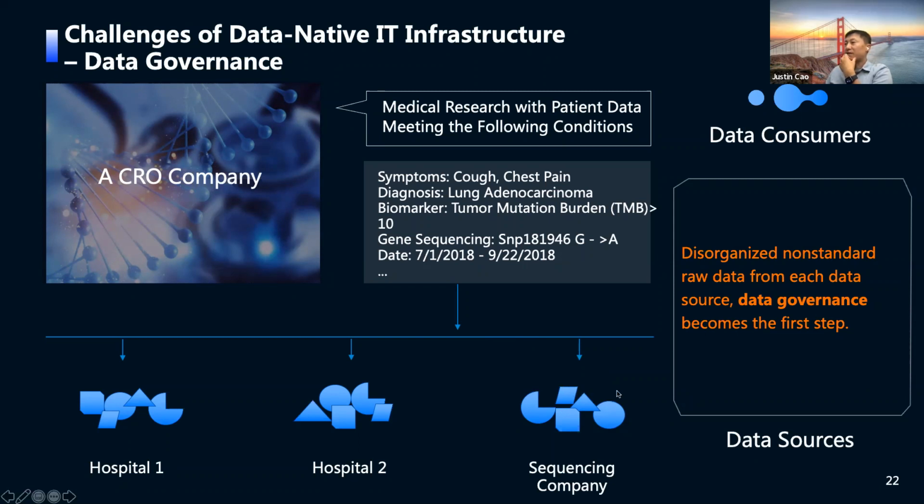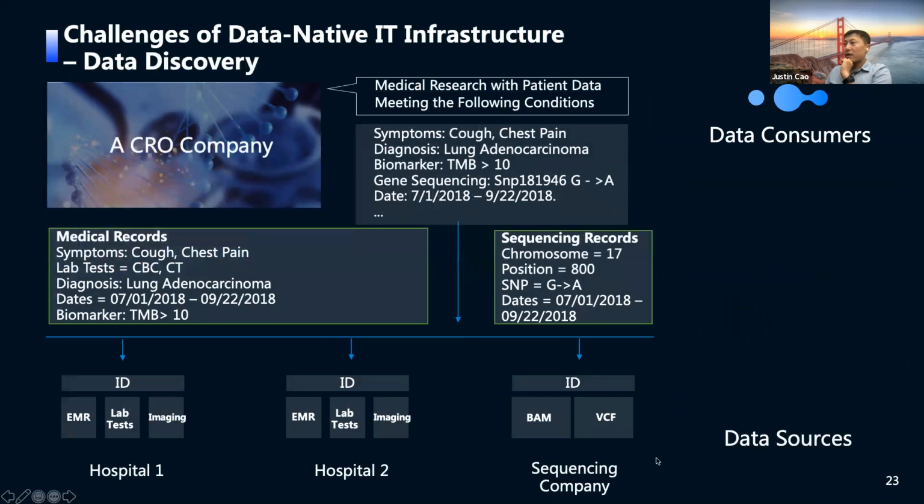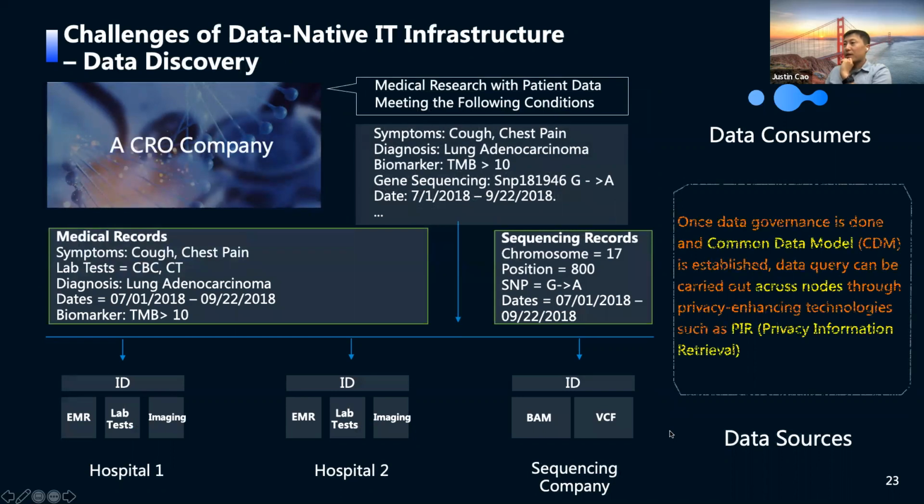So the first challenge will be data governance, okay? All of this raw data from these hospitals is disorganized and non-standard, okay? So as you can see, all of these different shapes essentially say they are different kinds of data, not organized, not standard. So you need to do data governance first, okay? All right, so once you've done the data governance, you need to build a common data model, right? Now we see that all the data from different hospitals are following the same standard format, where you have the ID, the EMR record, lab test, imaging, et cetera, right? So now the data has been harmonized, cleansed and structured.